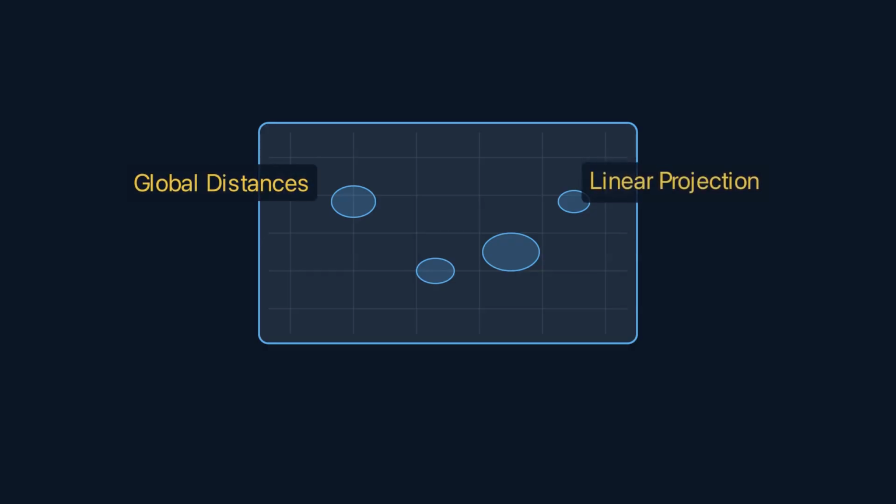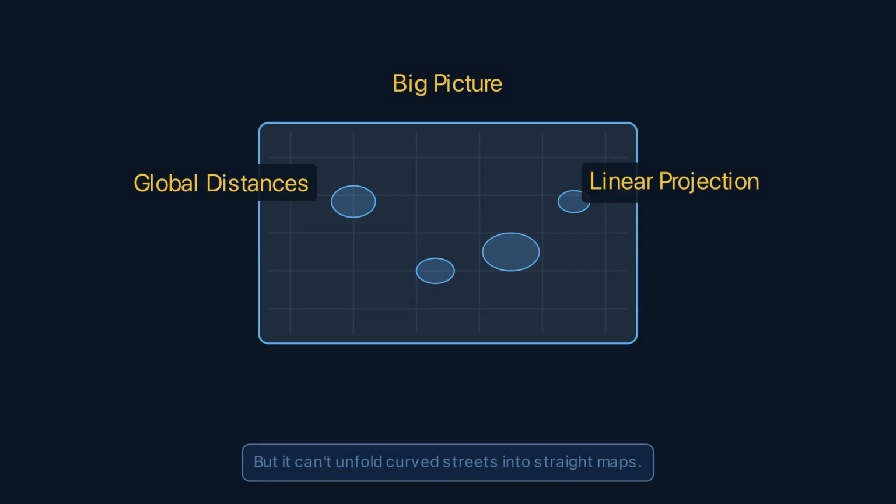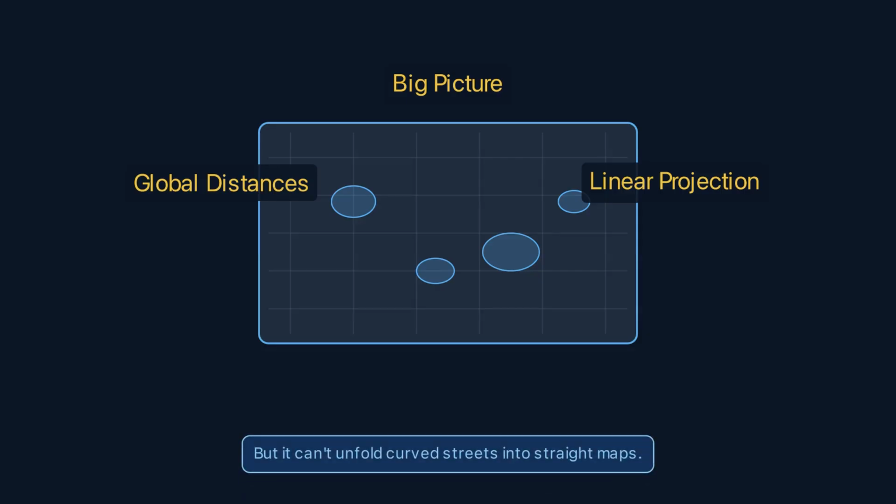The satellite photo: global distance is preserved, linear projection, the big picture at the cost of local detail. It captures the continent's major biological differences, but can't unfold curved neighbourhoods. It's the foundation. Next, the artist's map that shows what PCA can't.